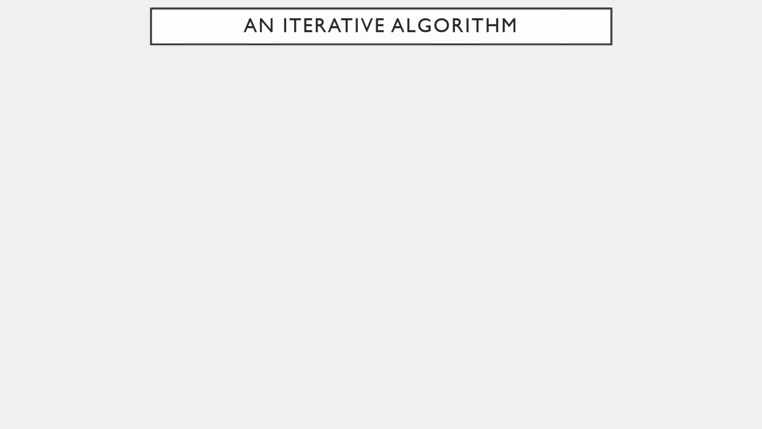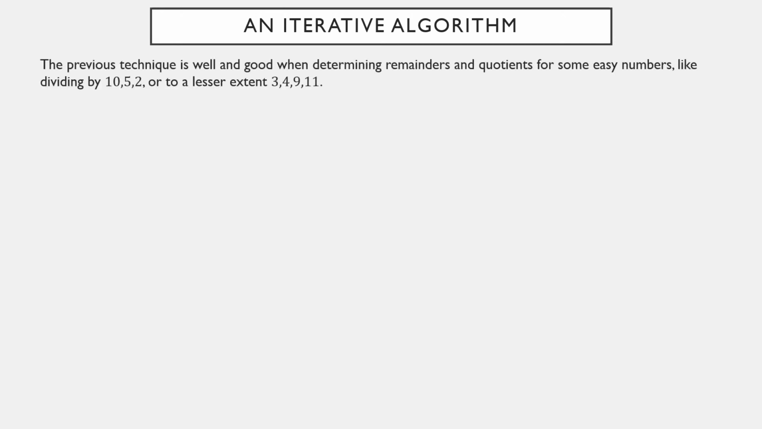Can we find our Q's and R's through an algorithmic approach? We'd really like to not have to think very hard. Okay, so the technique described above is pretty easy when we're trying to find remainders and quotients for things that we're used to dealing with, like division by 10, 5, and 2. Remainders, a lot of people know some tricks to find remainders when dividing by 10, 5, or 2. And you may even know some tricks for 3, 4, 9, or possibly even 11, but those are a bit less well known.